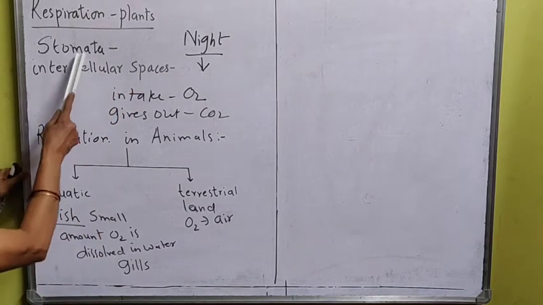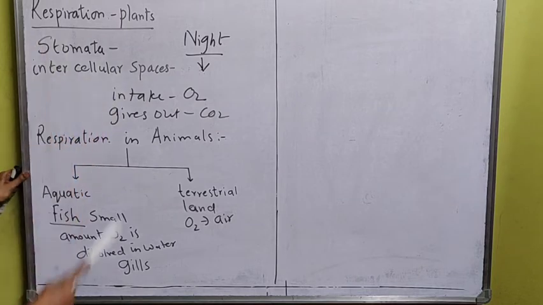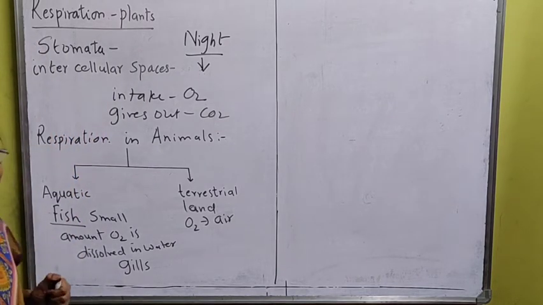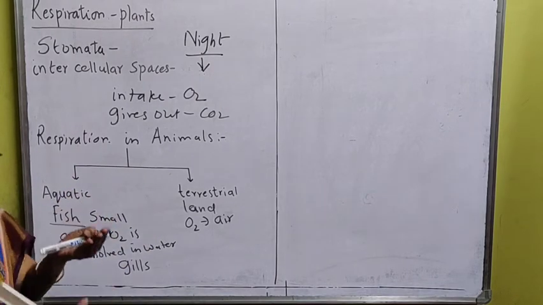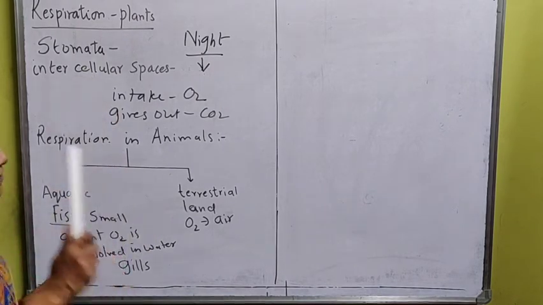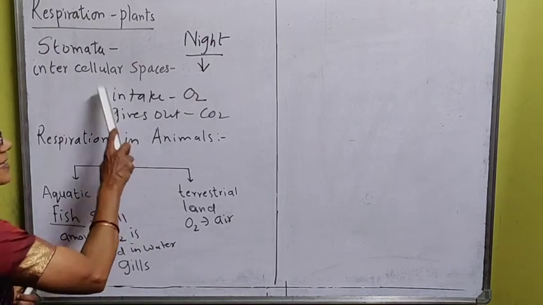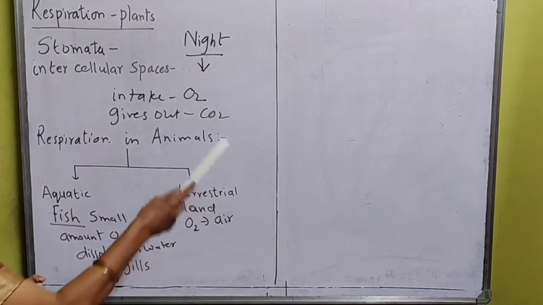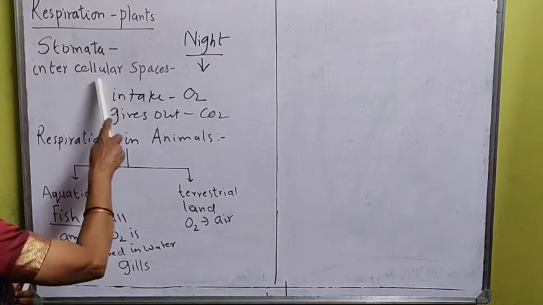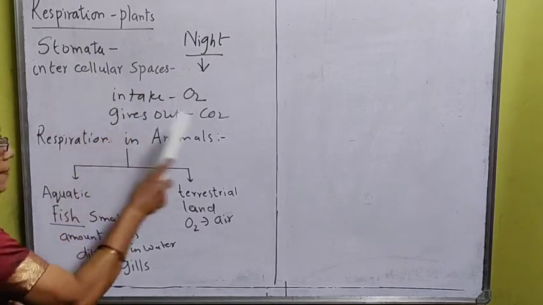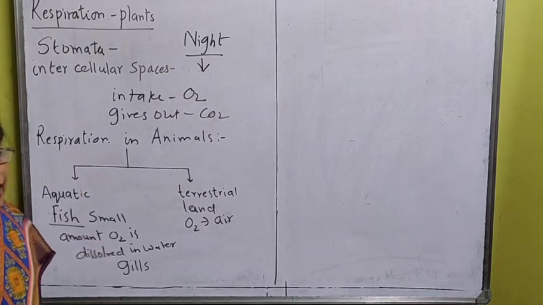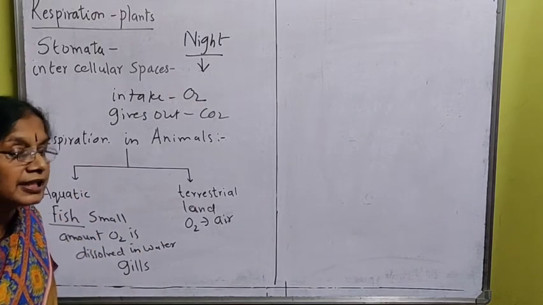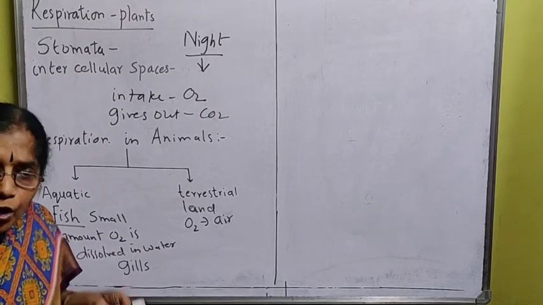In plants, the stomata and intercellular spaces inside the plant body, and stomata are under the leaf of the plant, play a very important role in exchange of gases. That is, oxygen is taken in through stomata and intercellular spaces, and carbon dioxide is given out through stomata and intercellular spaces. Ma'am, how will the plants respire? It will be taking in carbon dioxide and giving out oxygen. That is what we have been taught.